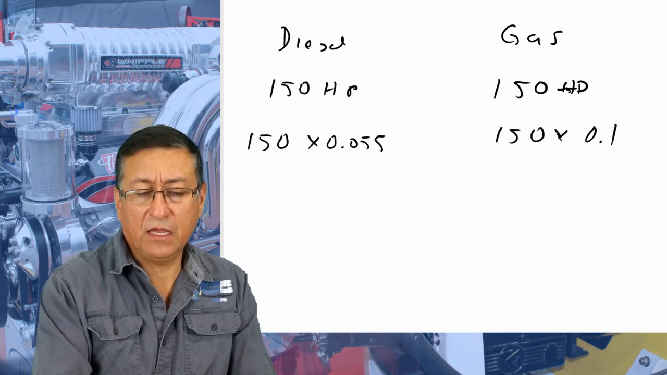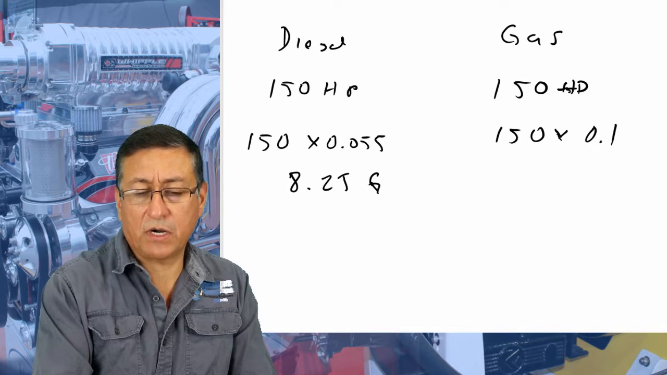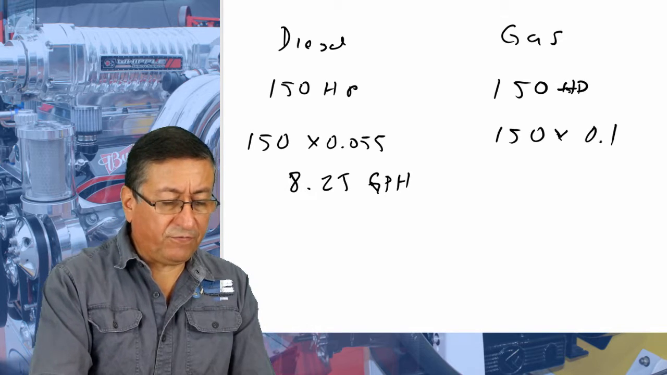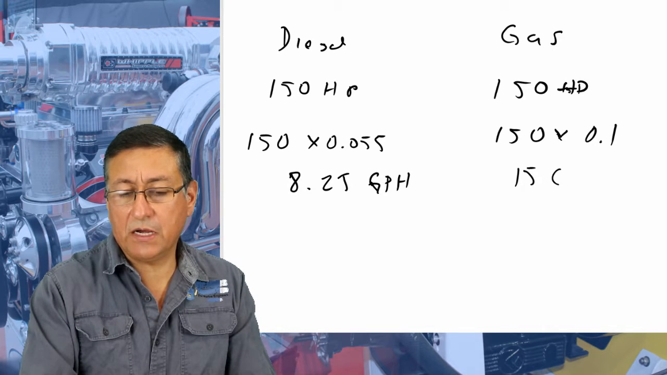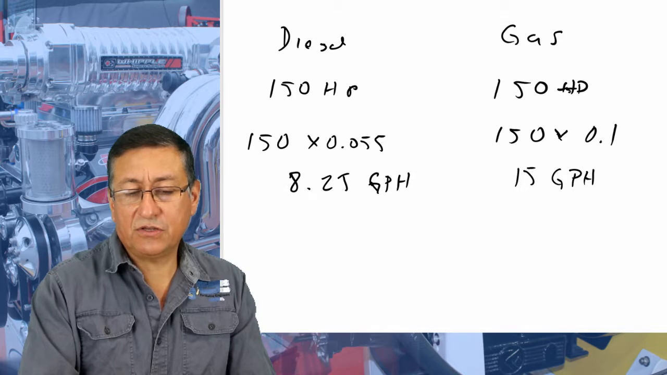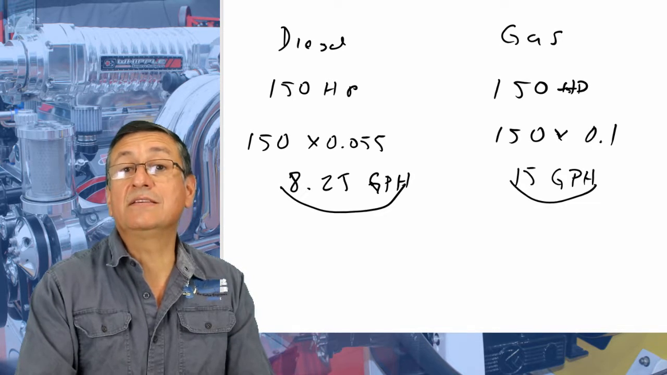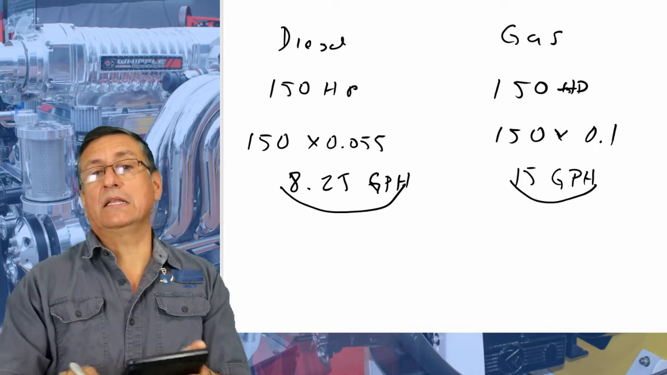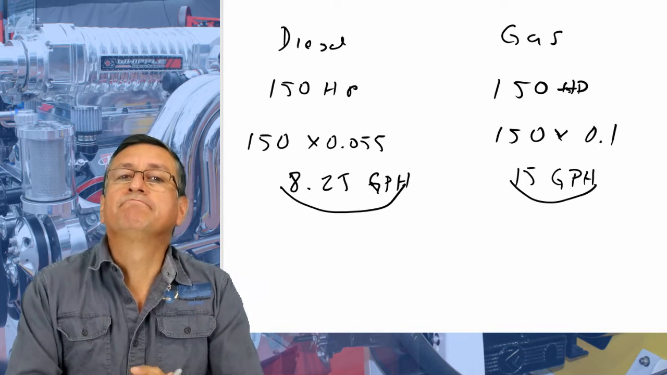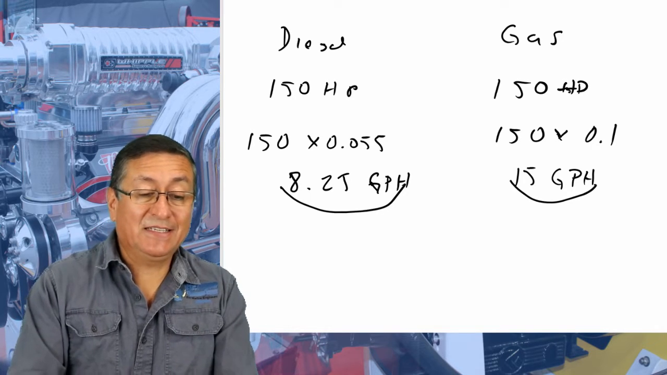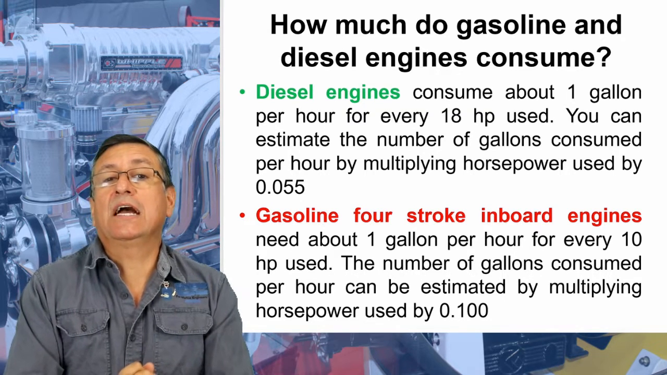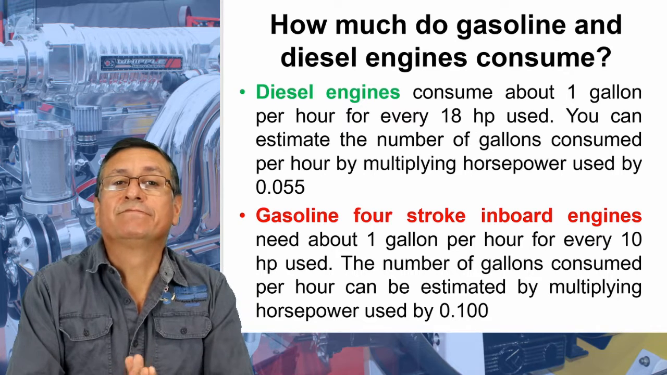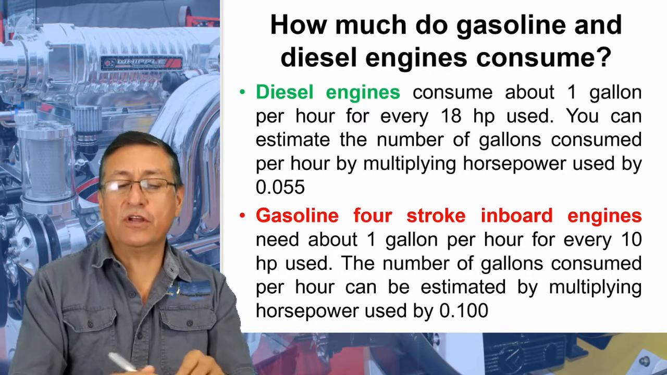Okay, 150 times 0.055 is equal to 8.25 gallons per hour. And 150 times 0.1 is 15 gallons per hour. The consumption of the gas engine in similar conditions is double practically than the consumption of the diesel. Nice. This is a perfect equation to demonstrate how much gasoline and diesel engines consume. Good question. Don't forget those factors.